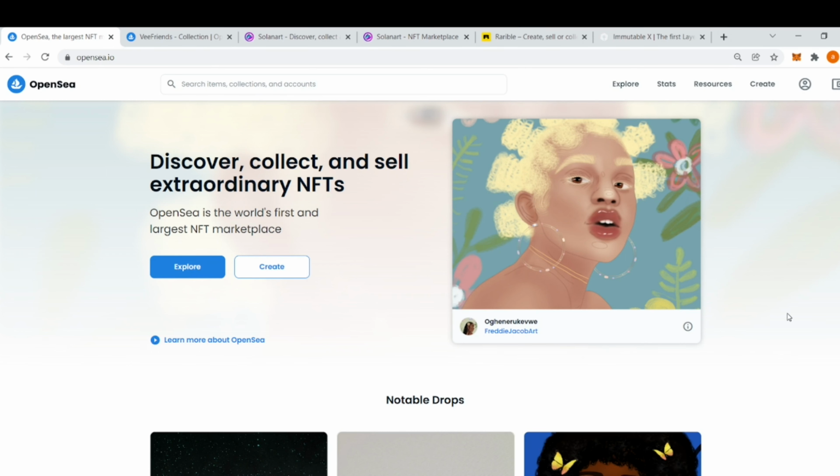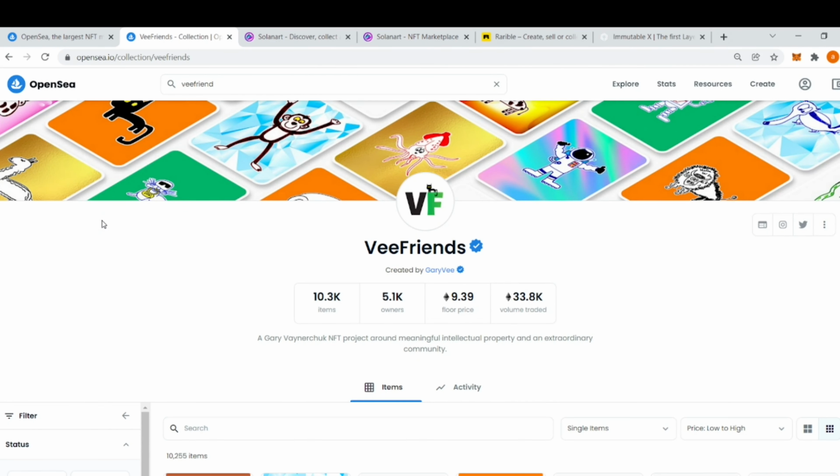OpenSea is the most usable NFT platform, and approximately 80% of NFT trades are done only on OpenSea.io. If you check this URL, just check it carefully because there are a lot of scamming websites which look alike but they are not the same. So OpenSea.io is the main website. Just check it carefully before going to any platform for NFT or cryptocurrency because a lot of similar scamming websites are there. So for OpenSea, you can see all the major projects available on OpenSea.